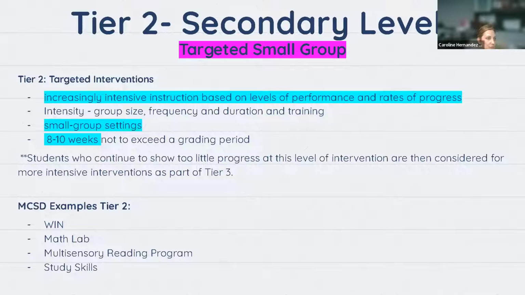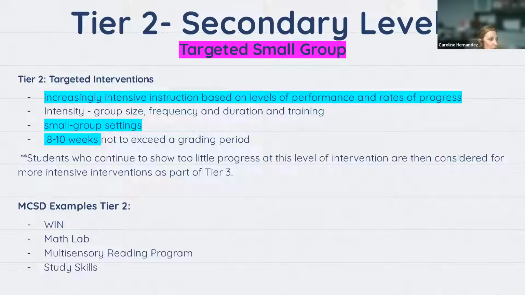So this might be a specified intervention teacher who has a specialty in that particular area. It is again in a small group setting, and this is not to exceed a grading period. It's usually roughly 8 to 10 weeks, and all along the while, this practitioner is collecting data and progress monitoring to see whether the student is responding to the interventions that are being put in place for them. And if not, we need to make decisions as to whether we're switching the intervention or we're recommending this child be targeted for additional intensive instruction.